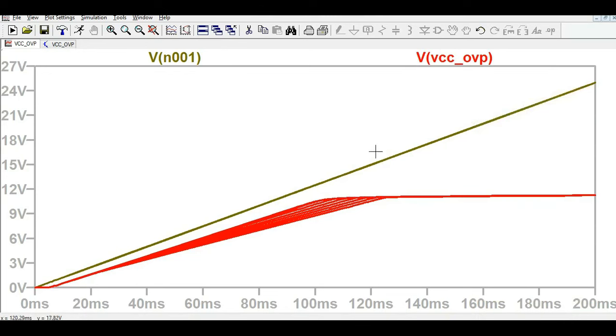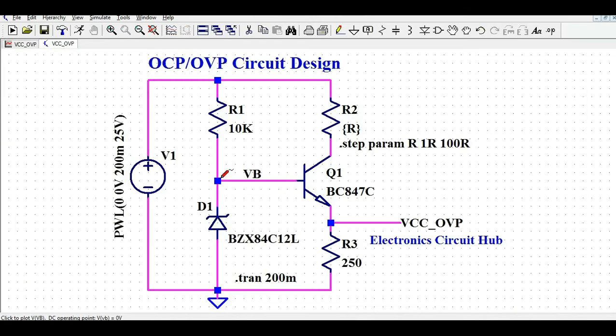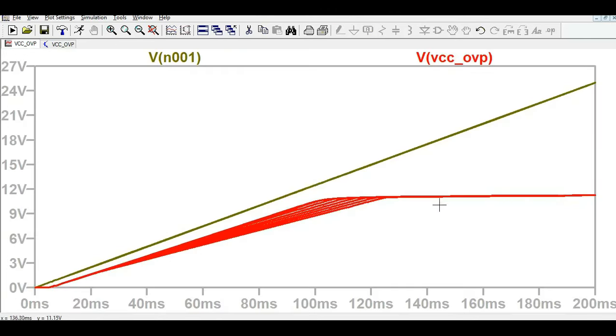Irrespective of the change in your input voltage, you are getting a stable and constant output, which is 11.2 volt. And what I said was 12 volt is VB, minus 0.7 volt, you're going to get 11.2 or 11.3 volt at VCC OVP. And the same thing you see here: irrespective of your change in input voltage, your output voltage is always constant.